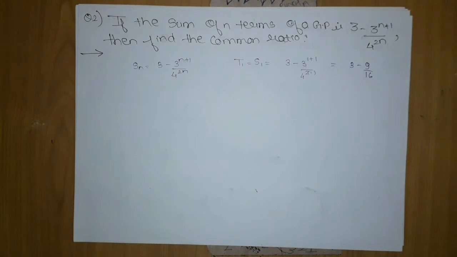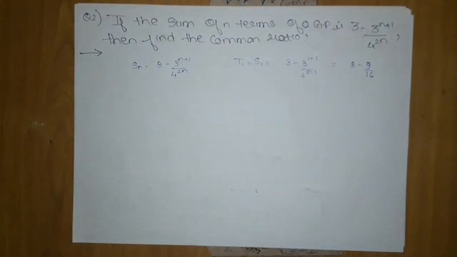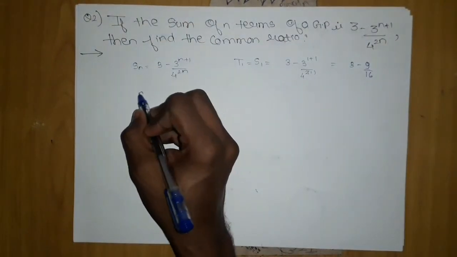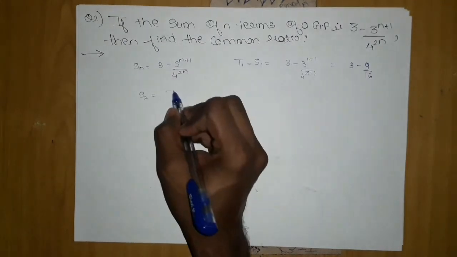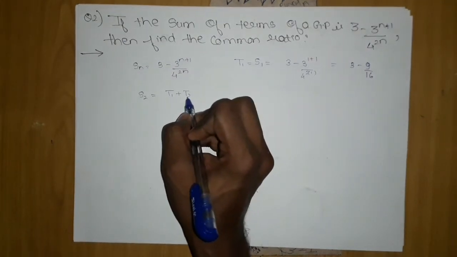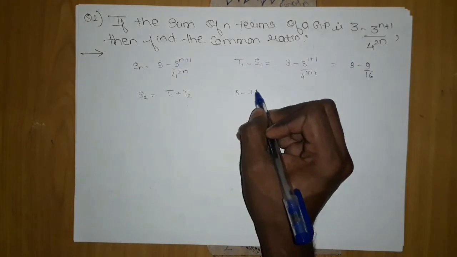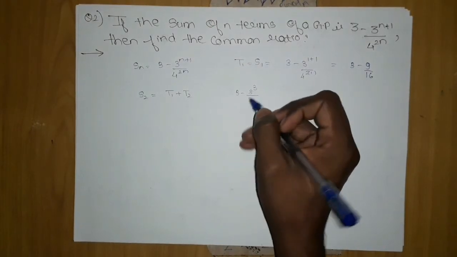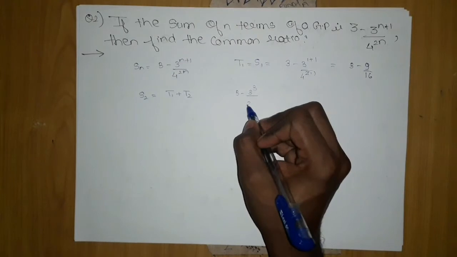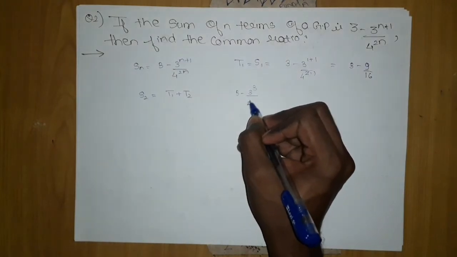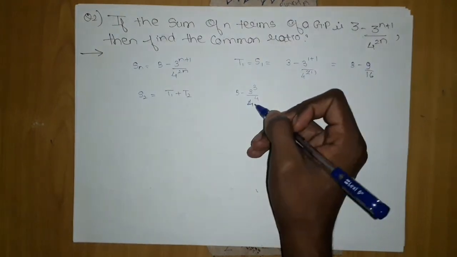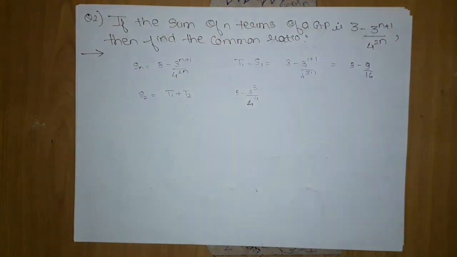Similarly we can get our T2. How will we get our T2? We can get S2, which is equal to T1 plus T2, the sum of two terms. S2 is nothing but 3 minus 3 cube upon, if I put 2 here, 4 power 4. This will be nothing but 4 power 4.